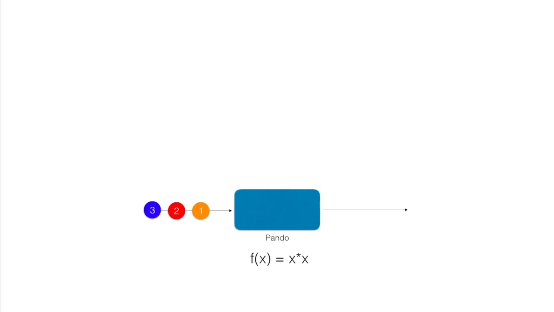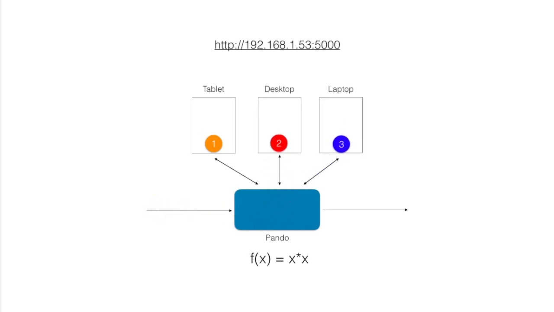Pando does not process values by itself. Instead, it starts an HTTP server in the background and provides a URL at which other devices may connect to process the values. For example, you may connect your tablet by opening the URL in a web browser. The browser then automatically asks Pando for an input value to process and applies the function to the input. To increase the processing speed, you may connect more of your devices, such as a desktop and a laptop.